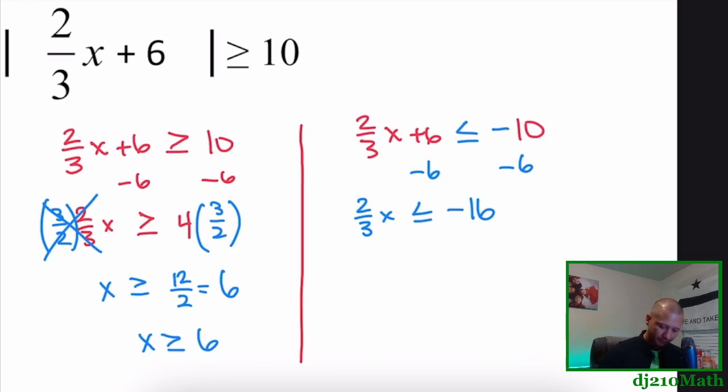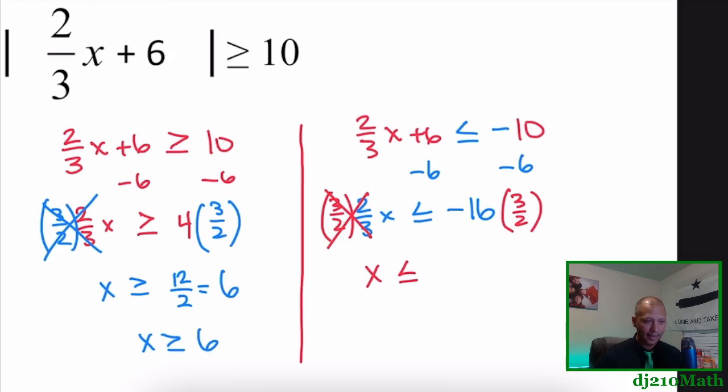To get x by itself, we're going to multiply by the reciprocal. The 3/2 on the left cancels. That's what we wanted to happen. So x is less than or equal to negative 16 times 3/2. Again, you multiply the number times the numerator. So 16 times 3, 16, 32, 48. So negative 48 over 2. That'll reduce to negative 24, by the way. So in conclusion, x is less than or equal to negative 24.